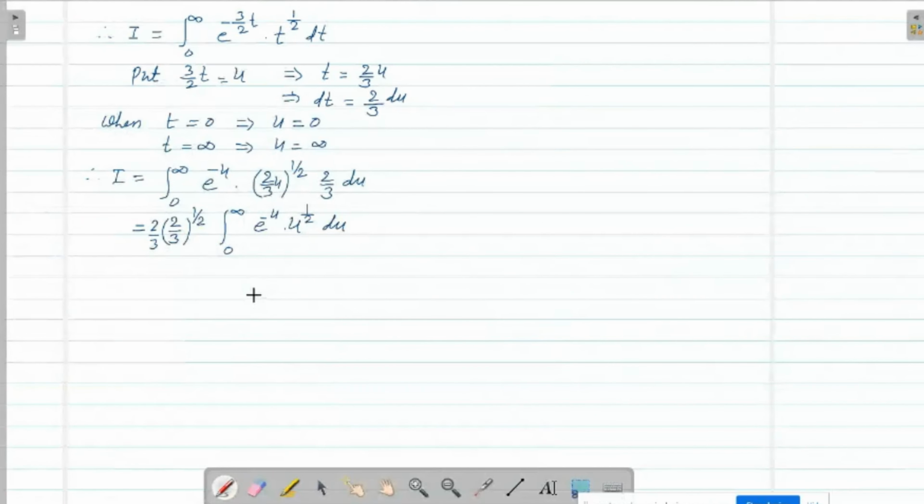Then what happened? Then simplify this. So this can be written as what? 2 by 3, this is the square root. Don't write it as gamma yet. This can be written as 2 by 3, integration limit 0 to infinity, and this is e raised to minus u into u raised to. See here, this is what? This is the gamma function. Are you able to see?